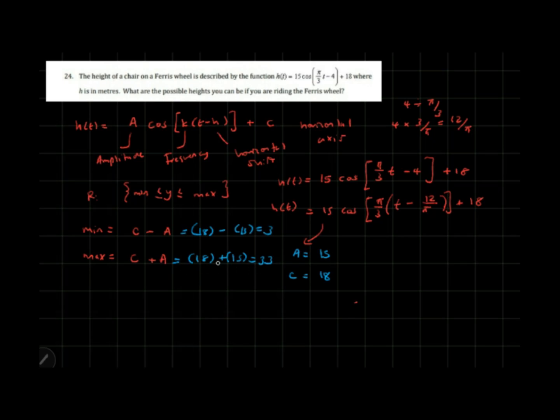Okay, so this is basically our maximum height. So the range of possible values of height are between 3 meters and 33 meters. Okay, so the possible heights will range from 3 to 33 meters.